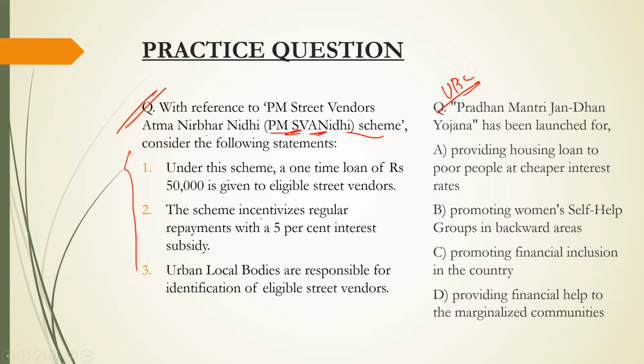So you tell me, which statements do you think might be correct here? That is the PM Street Vendors Atmanirbhar Nidhi scheme.